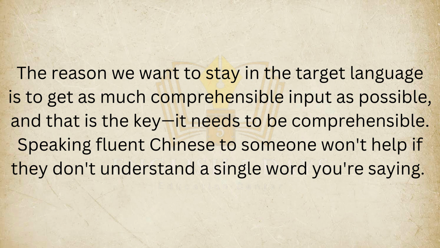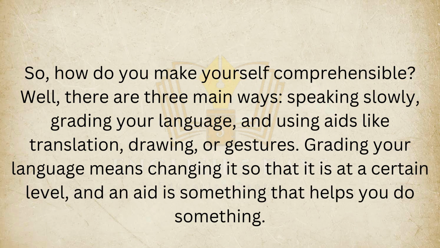The reason we want to stay in the target language is to get as much comprehensible input as possible, and that is the key. It needs to be comprehensible. Speaking fluent Chinese to someone won't help if they don't understand a single word you're saying. So, how do you make yourself comprehensible? Well, there are three main ways: speaking slowly, grading your language, and using aids like translation, drawing, or gestures. Grading your language means changing it so that it is at a certain level, and an aid is something that helps you do something.